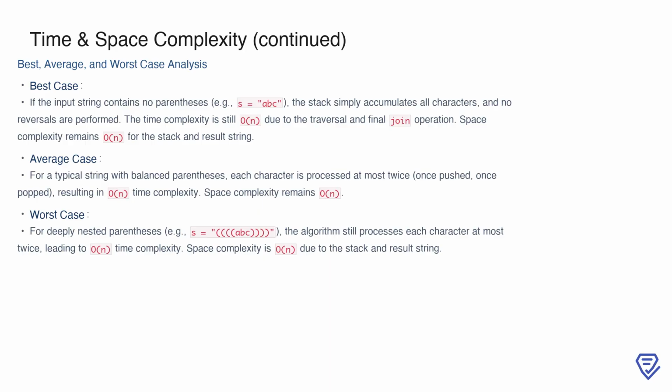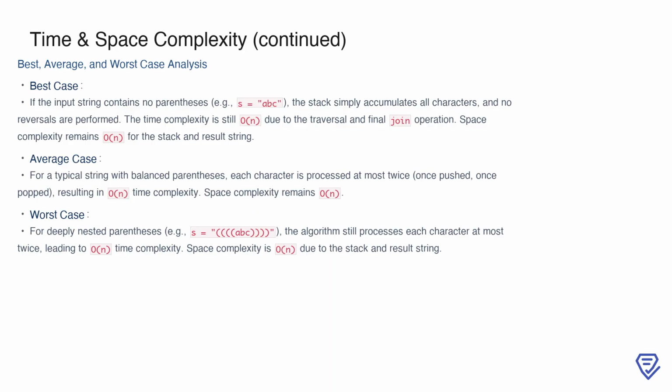We can analyze the algorithm for the best, average, and worst cases. In the best case, where the input string contains no parentheses, such as s equals abc, the stack simply accumulates all the characters, and no reversals are performed. The time complexity remains n, because of the traversal and join operation, and the space complexity is also n, for the stack and the result string.